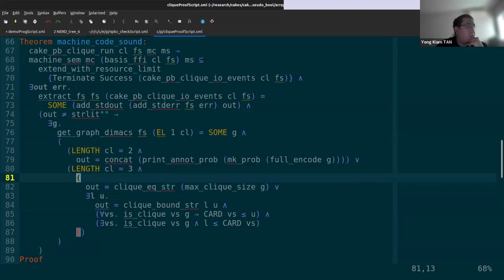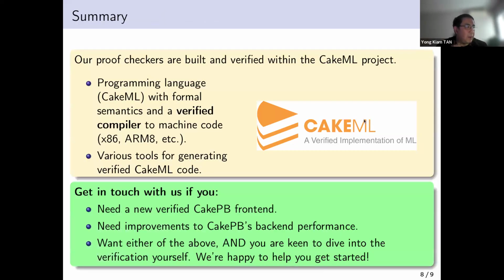Right. So I am happy to dig into this further separately. And I just wanted to summarize. It does require a little bit of effort to get started, but we're very happy to help if anyone wants to build a new verified front end encoder, or if anyone wants to come in and help with improving the backend performance in terms of improving and verifying the code. And in particular, if you want to do it yourself, we're happy to get you started as well. So thank you for your time and attention.